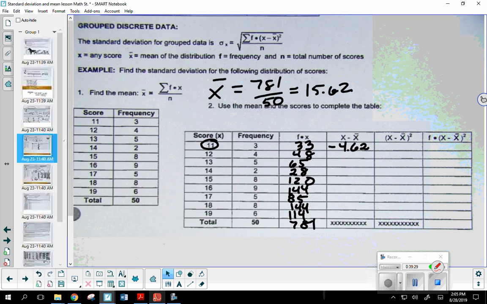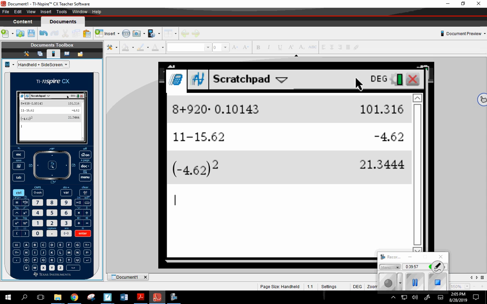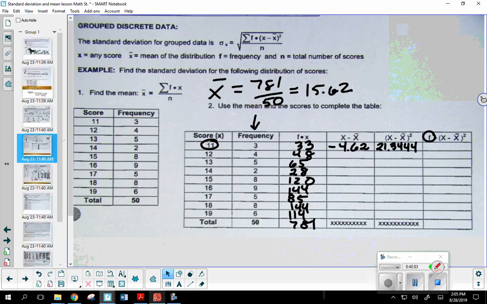So I got 21.3444. Okay. And then now, what's it going to have me do here? There you go. We're going to take those square differences, and I'm going to multiply it by the frequency. Because remember, we have to do this for every one of the 50 elements. And how many times did 11 show up? 3 times. Okay. So I need to multiply this by 3, which gives me 64.0332. Okay, that's one row taken care of.